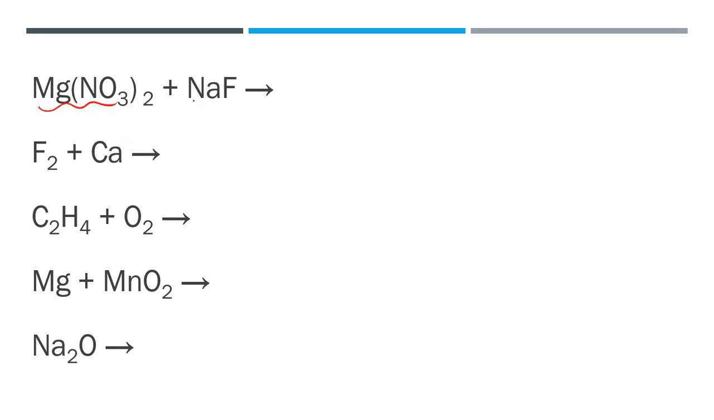Since I have compound, this one is going to be a double replacement reaction. I'm going to trade my two metals, the magnesium and the sodium. So instead of sodium on fluorine, I'm going to put the magnesium on the fluorine. And instead of magnesium on the nitrate, I'm going to put sodium on the nitrate. We're going to make sodium nitrate.